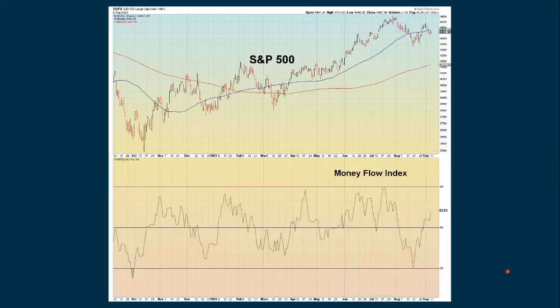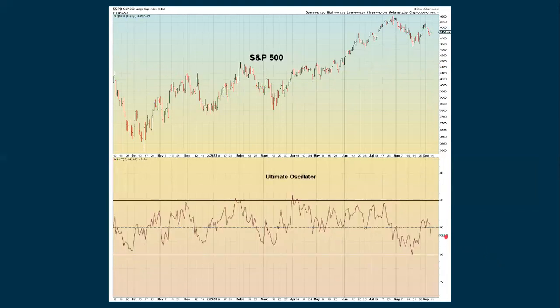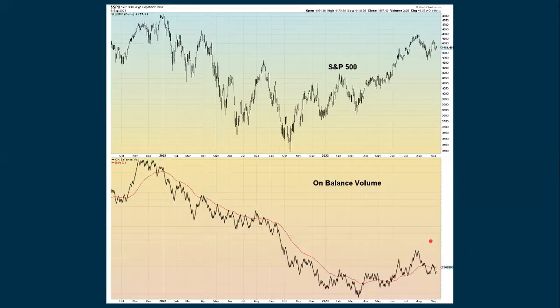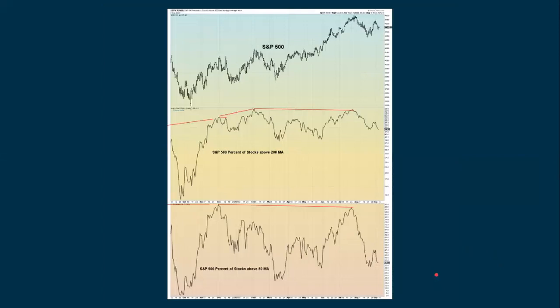The money flow, also another oscillator, but this one's more positive. We're above 50 and advancing. The ultimate oscillator, this is negative. We're below 50 and declining. On balance volume, where we're below the moving average, that's negative, even though we ticked up a little bit in Friday's session.